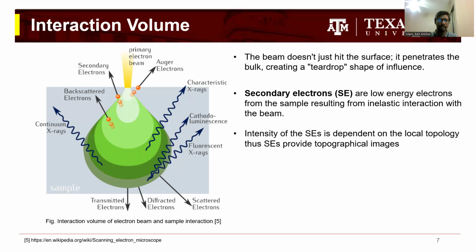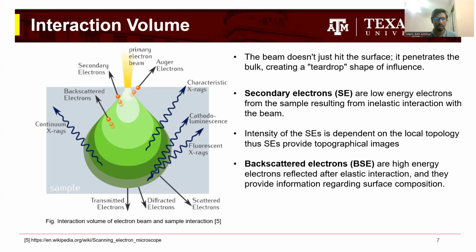First, we have secondary electrons. These are low energy electrons from the sample surface due to the inelastic interaction between the electron beam and the sample. The intensity of the secondary electrons is dependent on the local topology of the sample surface. So a secondary electron signal provides us with the topological information.